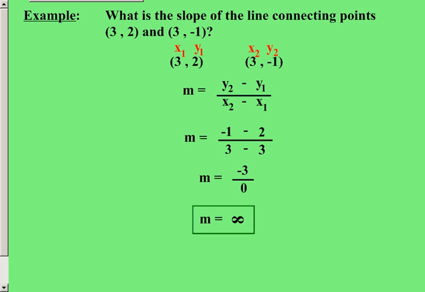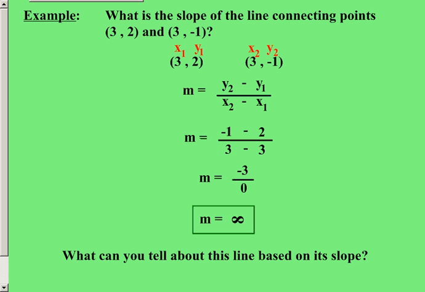So at this point, what we need to do is determine what that means to the line. Well, we have a slope that is rising. Actually, it's falling, negative 3 in the numerator. However, in the denominator, we have a 0. So our line is refusing to run. That means the x value is not changing. So the y value is changing, but the x value is not. So what do you know about this line? It will not run. That means this line is actually a vertical line.